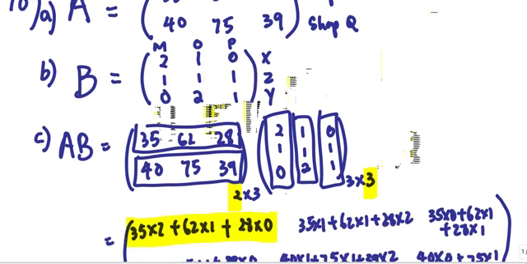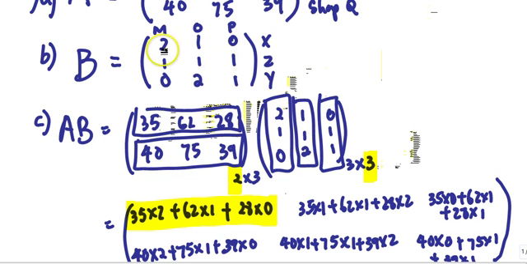And then you multiply 35 by 2. What does 2 represent? 2 represents the number of mangoes needed. 62 times 1, 1 represents the number of oranges. 28 times 0, 0 represents the number of pineapples used to make X. So when you add all these together, you are saying that for 35 cups of juice X, which needs 2 mangoes, 62 cups of juice Y, which needs 1, this should be Y, this should be Z, which needs 1 mango, and 28 cups of juice Z, which needs 0 mango.